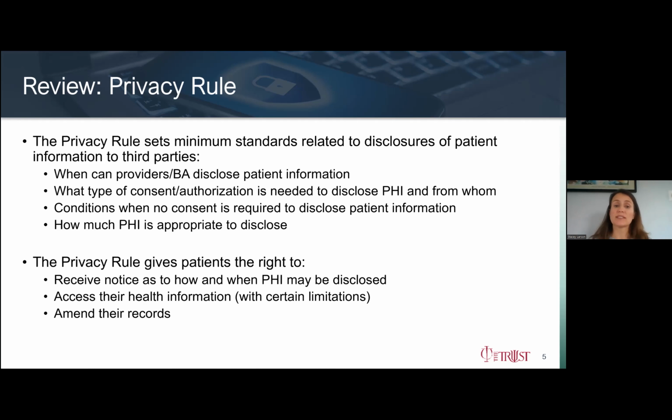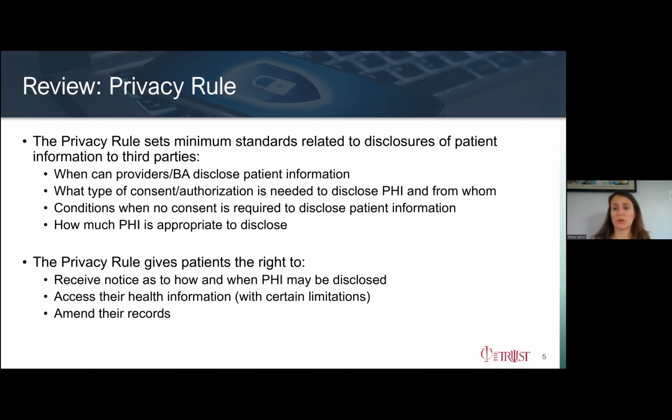The privacy rule sets those minimum standards related to disclosures of patient information, so to third parties. So it says when you can disclose, or the business associate can disclose, patient information, what types of consent or authorization are needed to disclose protected information, and from whom. Is it from the patient? Is it from a healthcare proxy? Is it from some other surrogate? Conditions when no consent is required to disclose patient information, and how much protected health information is appropriate to disclose.